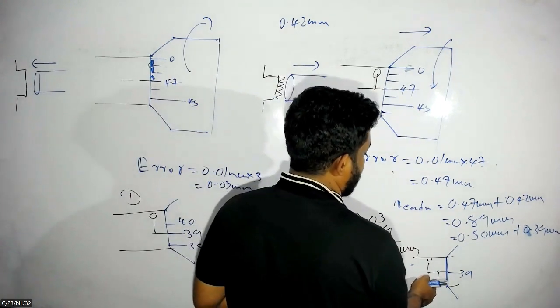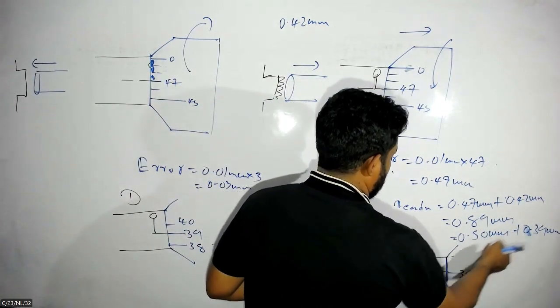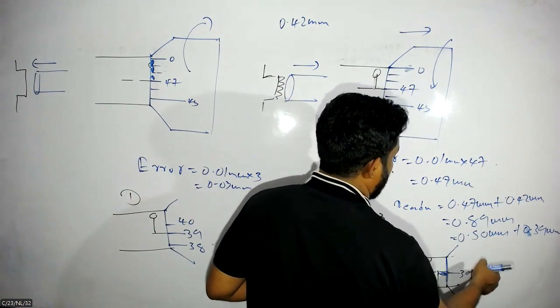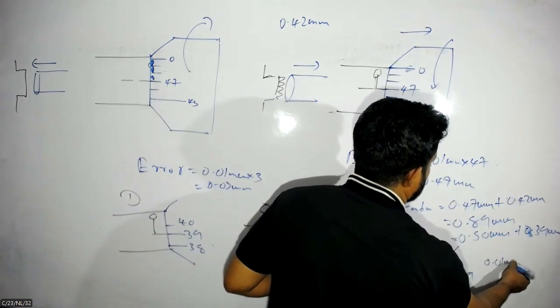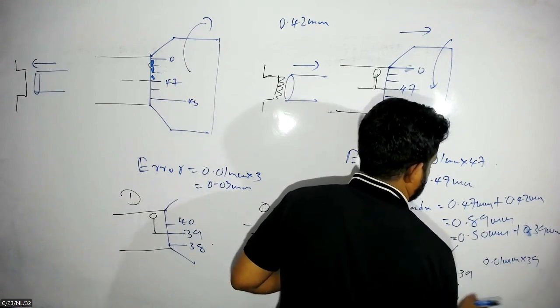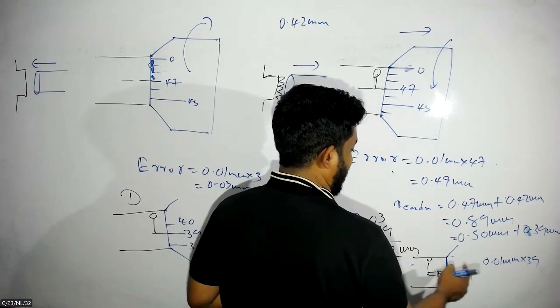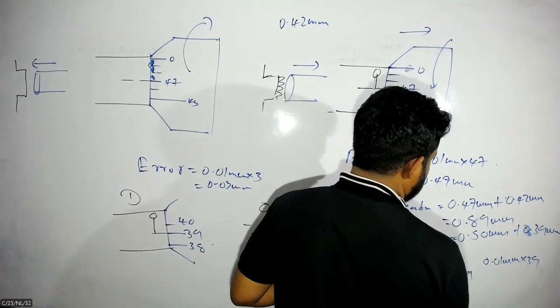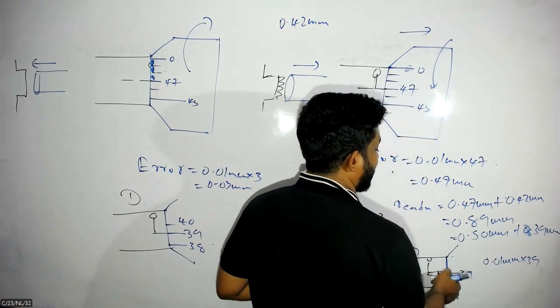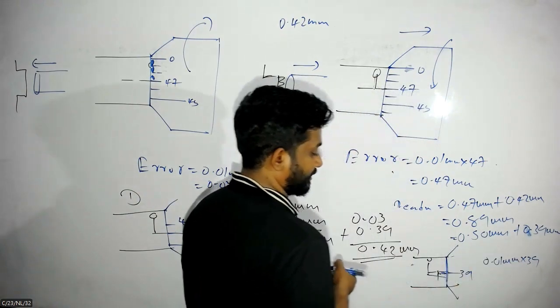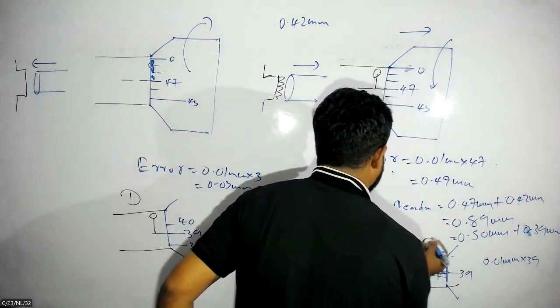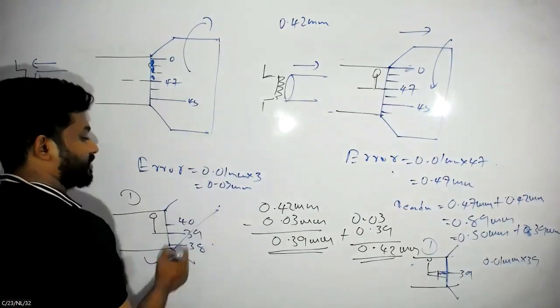Then the main scale reading is 0.5 millimeter. Another, this unknown length is 0.01 millimeter into 39. Then the total length between main scale zero and the circular scale is 0.5 millimeter plus 0.01 millimeter into 39, right? But this one is not given. Therefore, the correct answer is this one.